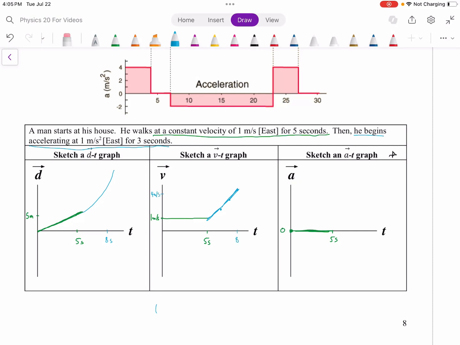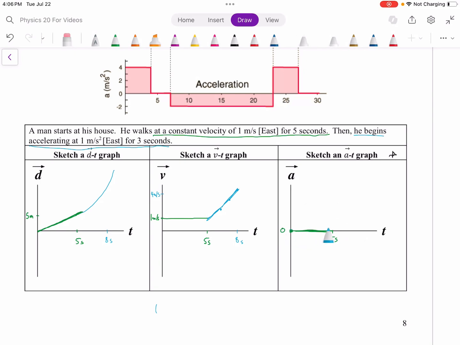Because that's all that acceleration means. He's increasing his velocity to the east by 1 meter per second each second. So 1 meter per second east, 2 meters per second east, 3 meters per second east, 4 meters per second east. And finally, if his acceleration is 1 meter per second squared to the east, how do we show that on the graph of acceleration versus time?